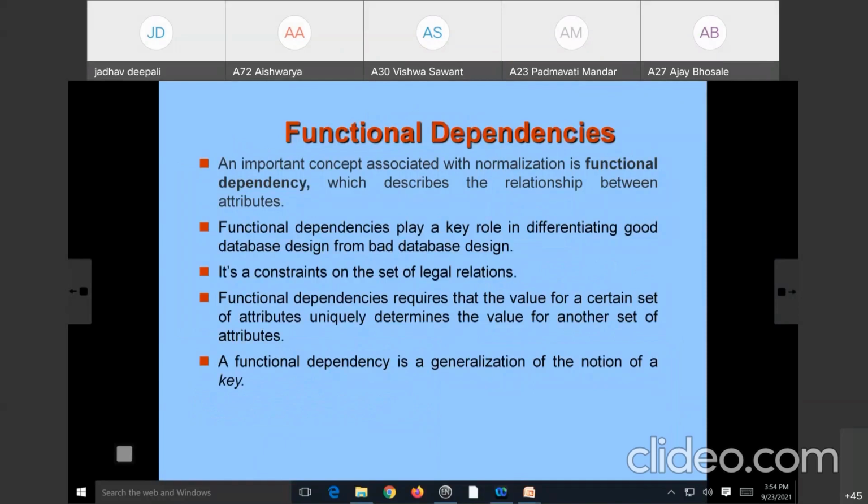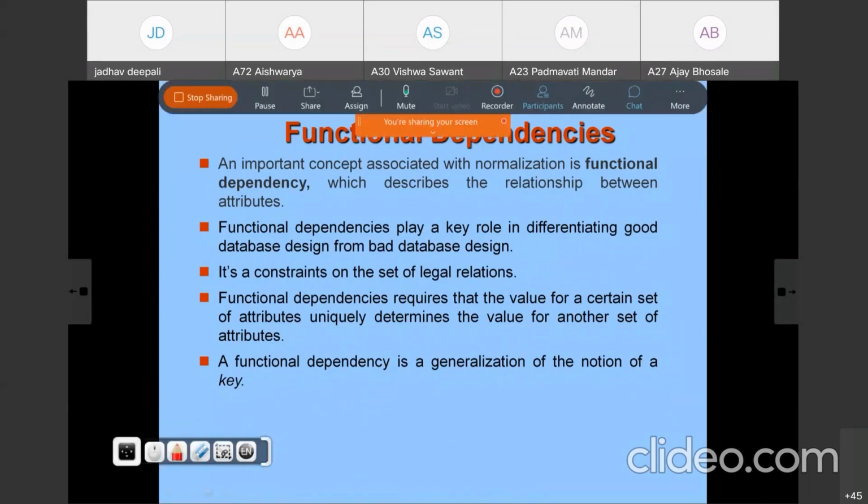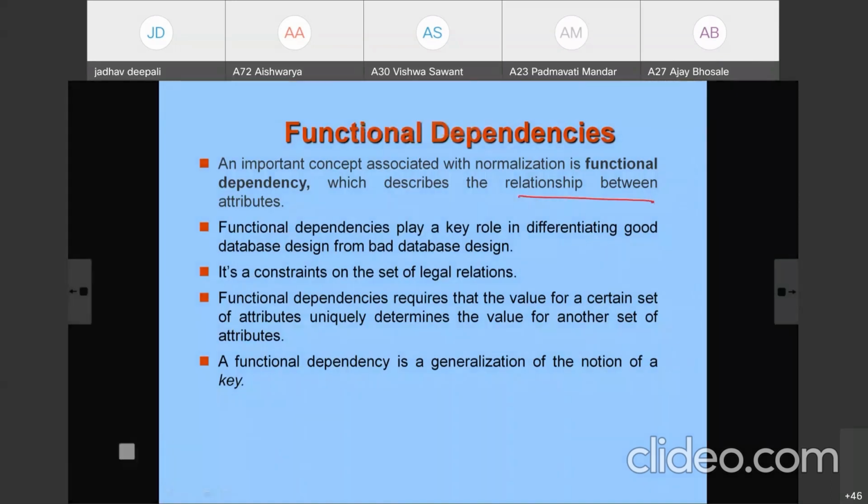The concept associated with normalization is functional dependency, which describes the relationship between the attributes. The word is important: it describes the relationship between attributes. Suppose the relation staff has staff number, name, salary, position, etc. Functional dependency describes the relation between these attributes of the relation.